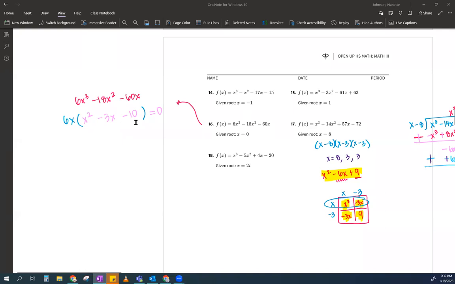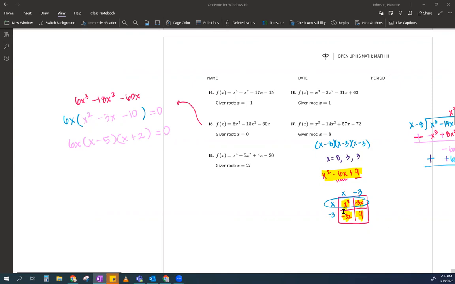So the 6x stays, and then I'm thinking of what two things multiply to get -10, but add to get -3. What two things multiply to get -10, but add to get -3? So we get x minus 5, x plus 2. If you need some review on factoring, there's a couple of really good videos that we made last semester about factoring. There's a bunch of really good videos out there in general. Just search YouTube for factoring.